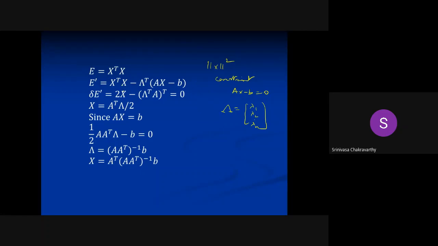Now, just like before, you differentiate this with respect to x and this lambda vector. So you set del E prime with respect to x equal to 0, and del E prime with respect to this lambda vector equal to 0. If you solve for the two, with some simple algebra, you can show that x is equal to this whole thing times b.